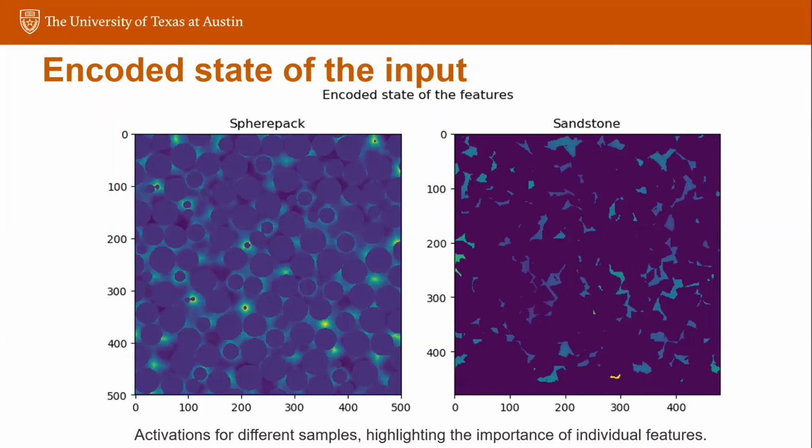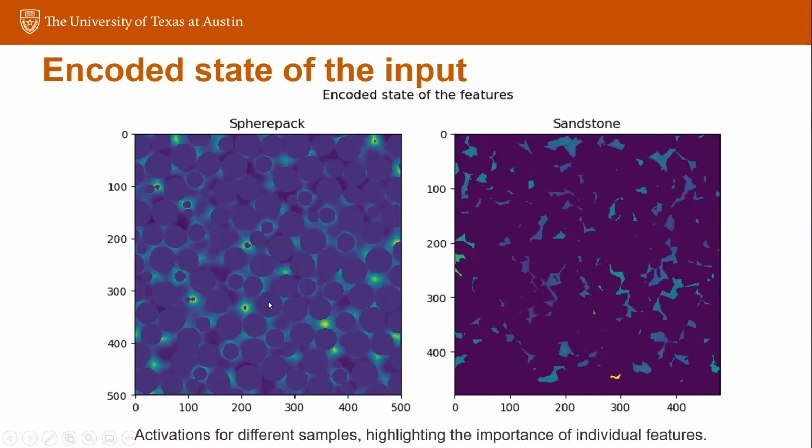So after our image goes through the first layers of our network, this is how the input looks. Here I'm showing two examples. I fed the neural network, once it was trained, a sphere pack and a sandstone. You can see that in the sphere pack, the neural network prioritizes pore sizes. And that's why this is an activation map. So this is an importance map.